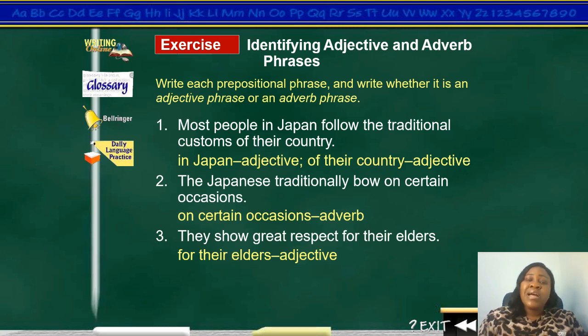Let's look at the second sentence. The Japanese traditionally bow on certain occasions. On certain occasions is an adverb phrase, and it modifies the verb bow. Number 3, they show great respect for their elders. For their elders is an adjective phrase, and it modifies the noun respect.